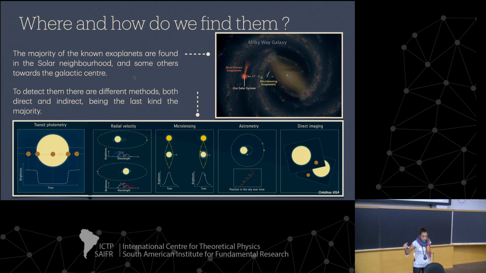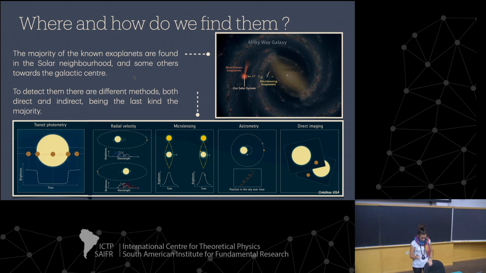Okay, so transit photometry is one method, radial velocity, microlensing, astrometry, and direct imaging. The only direct method is direct imaging. For all the rest, we use the light of the star to detect the exoplanet.